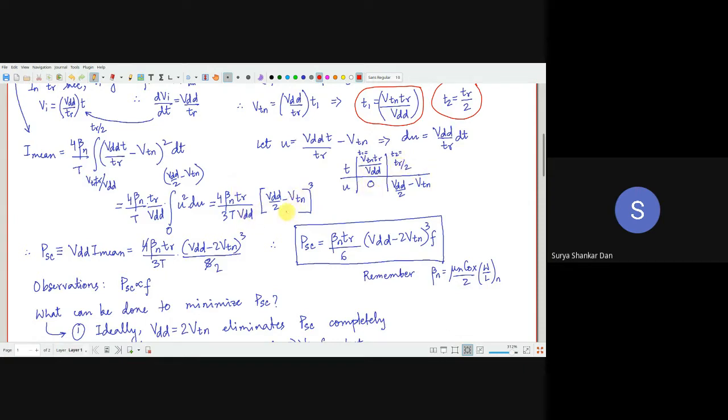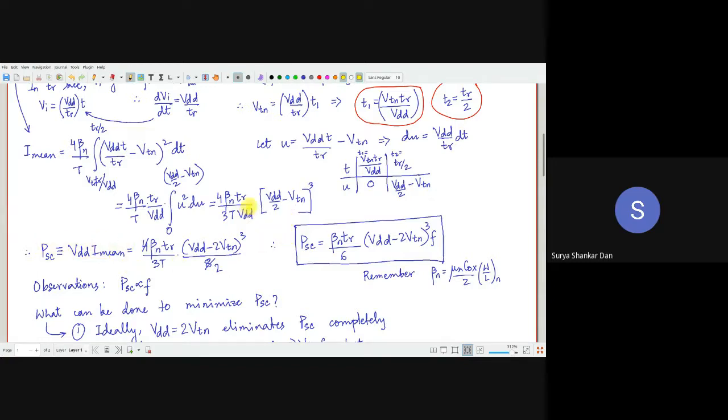Once we have arrived at this final expression, what is the PSC, the short circuit power? There is a VDD here, and on the left hand side you have got the current. If I multiply the current by the VDD, this VDD will be cancelled. That means you take VDD on the left hand side, and VDD into I mean will be essentially the short circuit power. This is how you define the short circuit power, by definition.